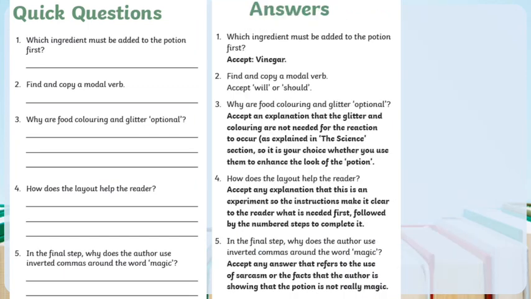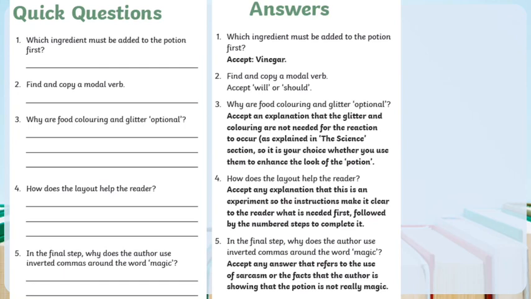Okay, so here are the acceptable answers. Question number 1, which ingredient must be added to the potion first? Vinegar. It tells you that at the very, very beginning of the method section. Question 2, find and copy a modal verb. A modal verb is a word that tells you how likely something is to happen, so things like could, would, must. In this case, it is should, which is probably the first one you would have picked up on, or will. Both of those tell us how likely something is to happen.